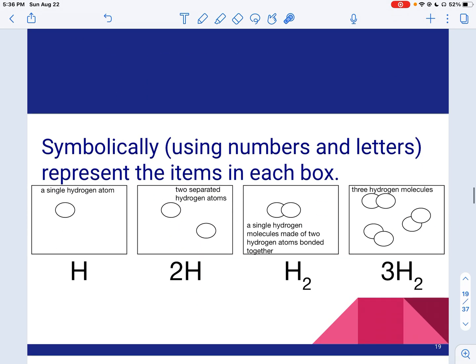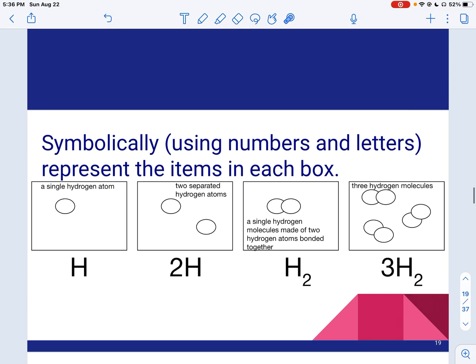So before we get to pictures of reactions, let's talk about pictures of molecules. So this is sort of just a little cheat sheet of what we'll be looking at. If you have one atom, it will just say the atom, like H, and that's one circle. If you have a coefficient, that tells you that they're separated. So the two H's means two circles that are separated.